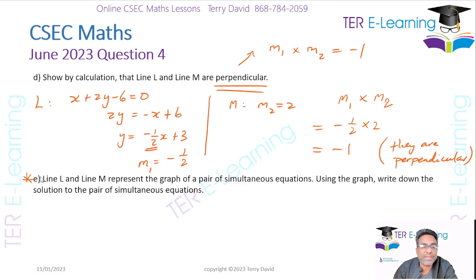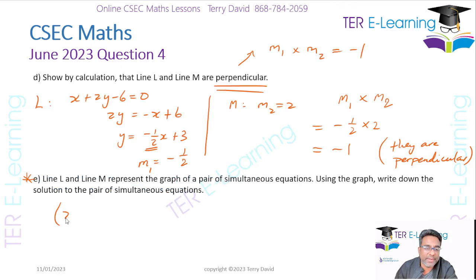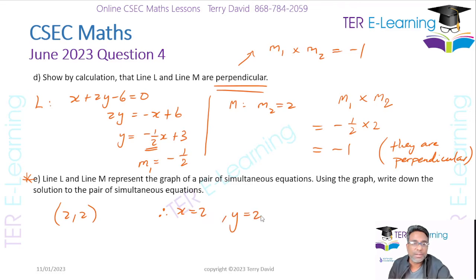And the last part now: L and M represent a pair of simultaneous equations. Use a graph to write down the solution to the pair of simultaneous equations. Well, that's pretty easy. When you're using a graph to solve a pair of simultaneous equations, all you're doing is trying to find where these two lines intersect. In this case, it's intersecting at (2, 2). So that's going to be your answer. The coordinates, they intersect at (2, 2), so that means that x is equal to 2 and y is also equal to 2. So that is question 4.